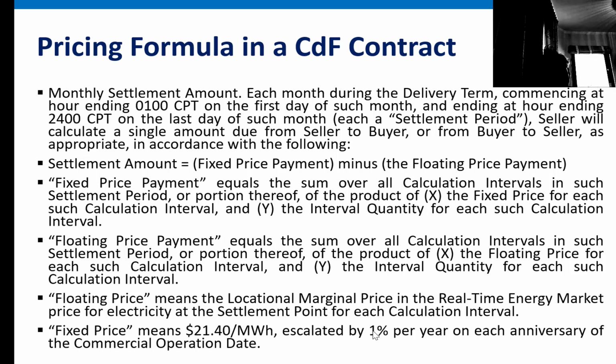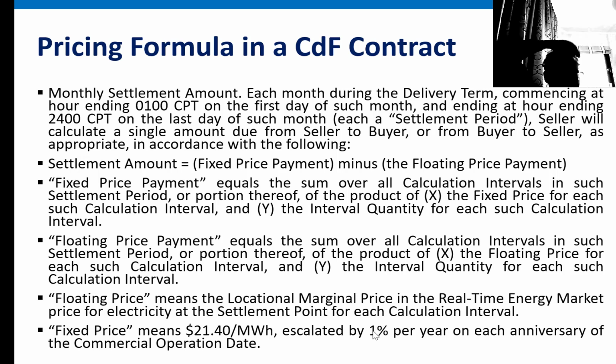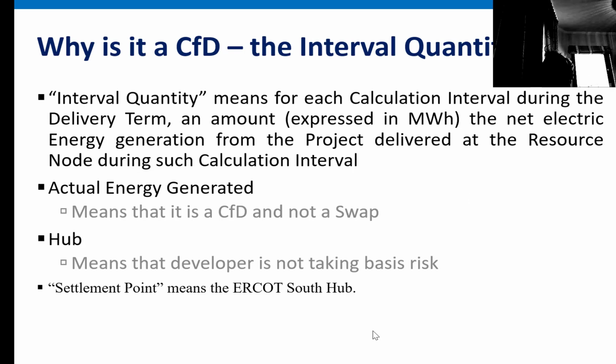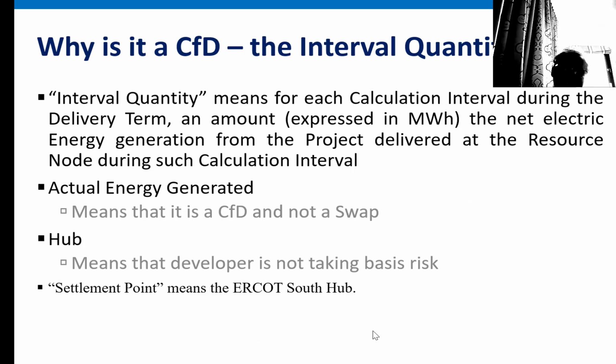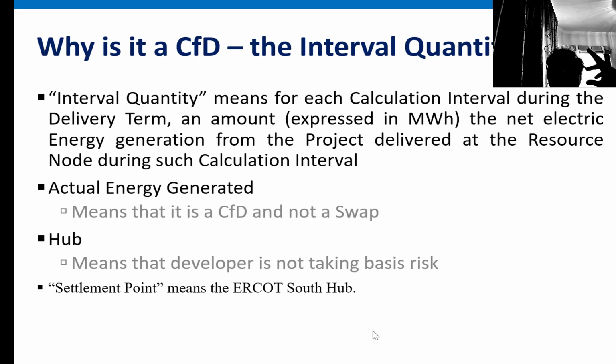Well, they don't. And that means if the inflation rate goes up, the developer does badly because they fix the price. If it goes down, they do well. So the developer is taking the inflation risk and not the other one, the settler, the midstreamer. Interval quantity means, blah, blah, blah, energy generation. That means it's like a contract for difference. It's not a swap. It's actual energy generation. And they also say somewhere else that this settlement point is at the hub.